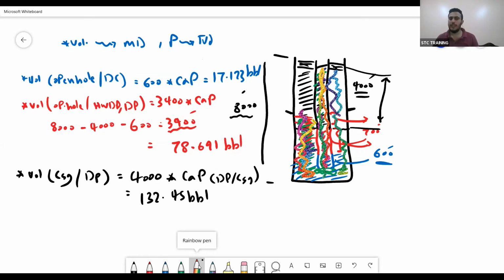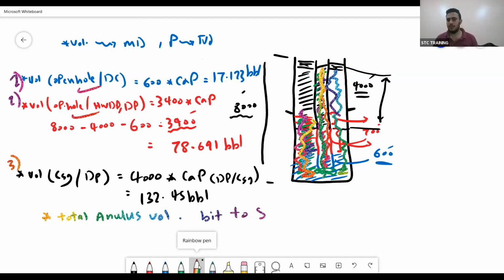Okay, so we calculated the drill string volume, then calculated here the open hole volume, sections 1 and 2. Okay, open hole with drill collar, then open hole with heavy wall drill pipe and drill pipe. This is the second requirement. And the third requirement is to calculate the total system. So we're going to add 1, 2, and 3 here. Okay, this is called total annulus volume, or also called from bit to surface volume.